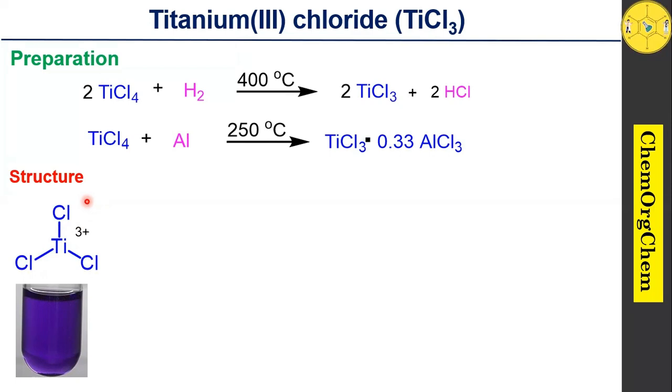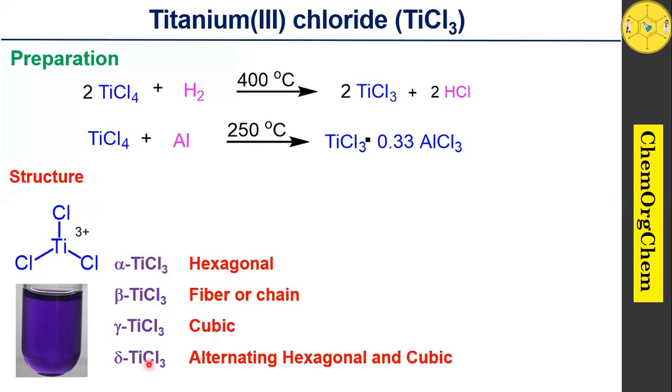But titanium trichloride can crystallize in various forms. Based on the crystallization, we can classify them as alpha titanium trichloride, beta titanium trichloride, gamma and delta titanium trichloride. Next we will see the structure of each of these. Alpha titanium trichloride has a hexagonal structure, the beta one is fibrous or chain-like, the gamma one is a cubic form, and the delta one is alternating hexagonal and cubic forms.